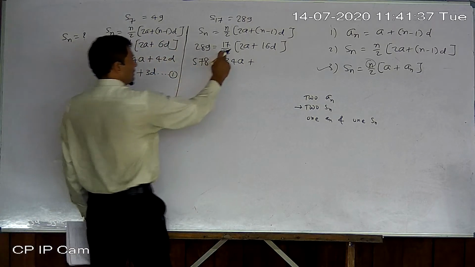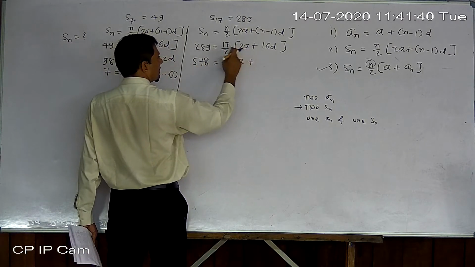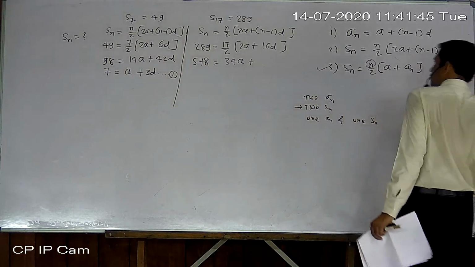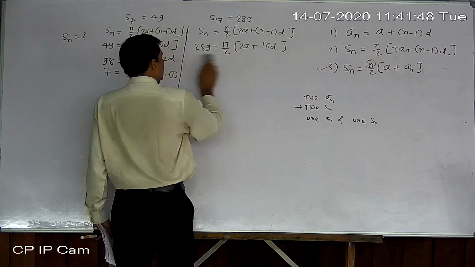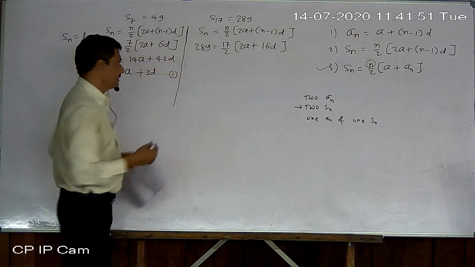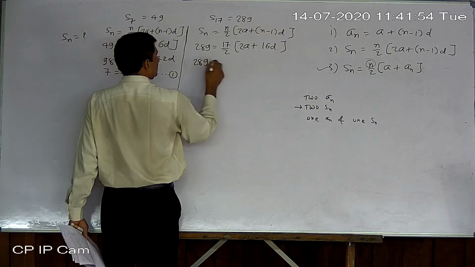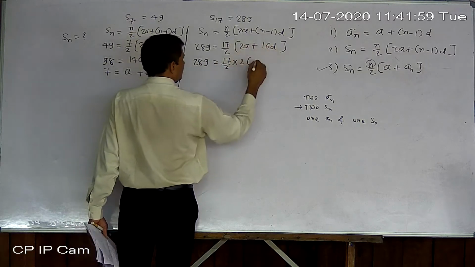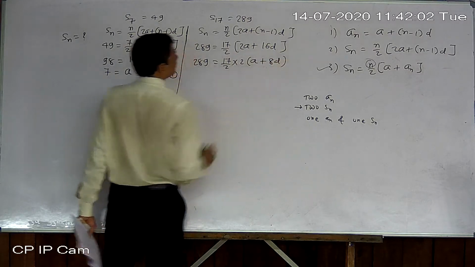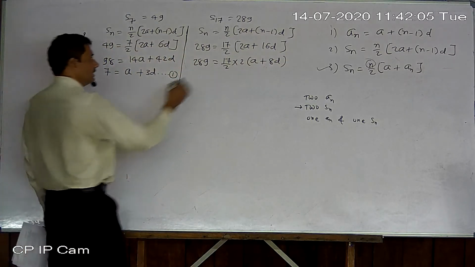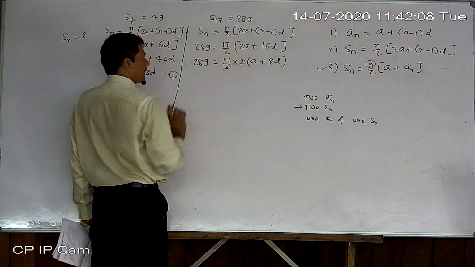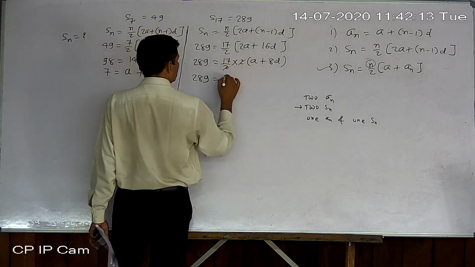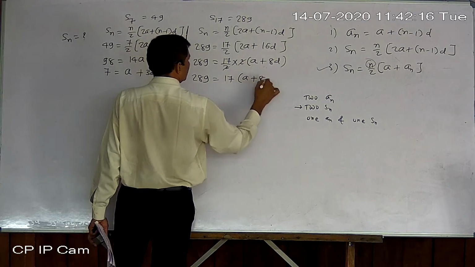Otherwise you can do one another way also. You can take 2 common here also. The 2 can be cancelled also, as in the first one also. So I do this way only so that we should not write so big numbers. So I am not shifting 2 here. Instead I take 2 common from the bracket. So it will be a plus 8d. 2 is taken common. Then only 2 can be cancelled, otherwise not. So now whatever left. So 289 is equal to 17 into a plus 8d.